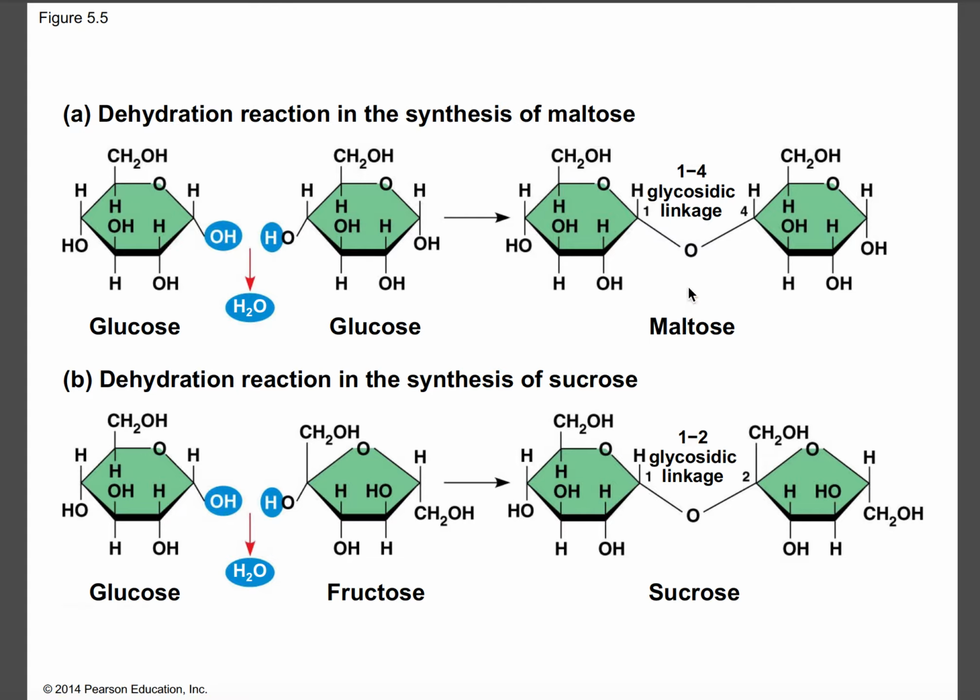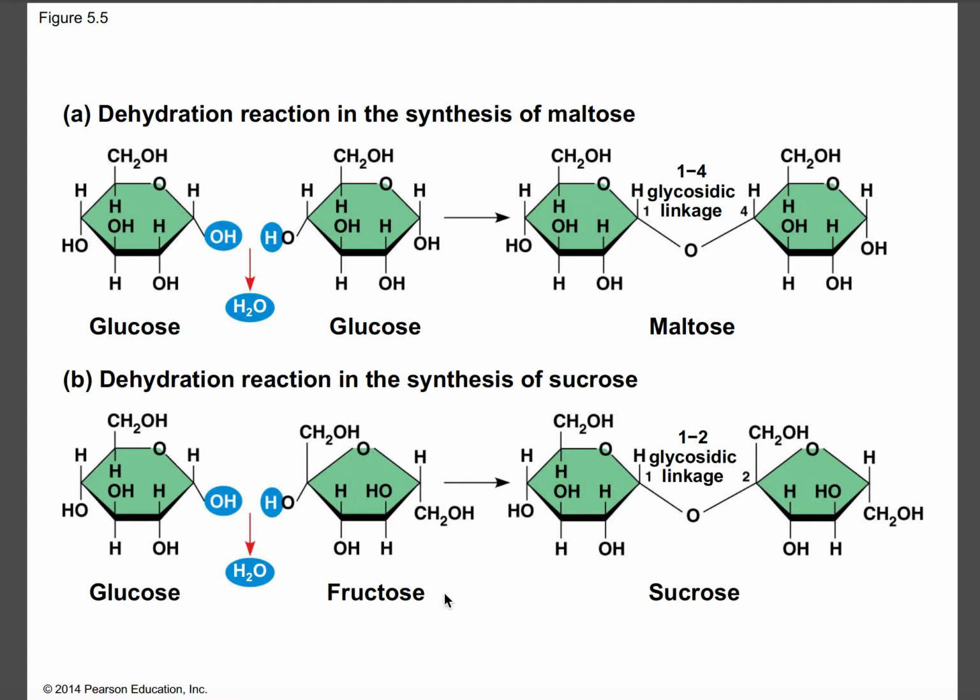And you can see that this linkage in between here from this oxygen is going to be your glycosidic linkage. Now they call it a 1,4 glycosidic linkage because in this particular instance, the one position is the first carbon here, and in the other molecule, it is connected to your fourth carbon.